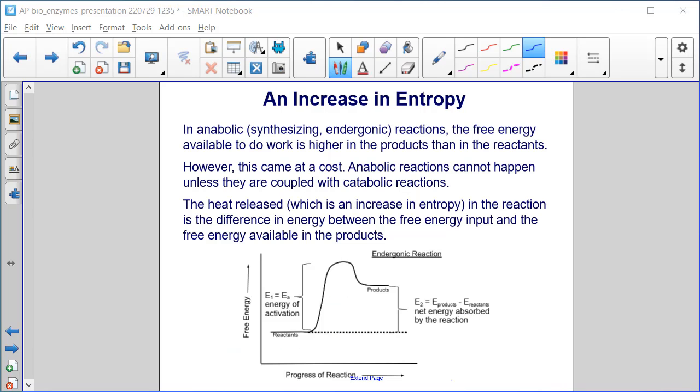In anabolic reactions, those that are synthesizing, that build up bigger molecules, that require an input of energy, the free energy available to do work is higher in the products. You can see that the energy is higher in the products than in the reactants because that energy is absorbed. However, this comes at a cost. Anabolic reactions do not happen spontaneously. They have to be coupled with catabolic reactions. The heat that is released, which increases the entropy in the reaction, is the difference in energy between the free energy input and the free energy available in the products.